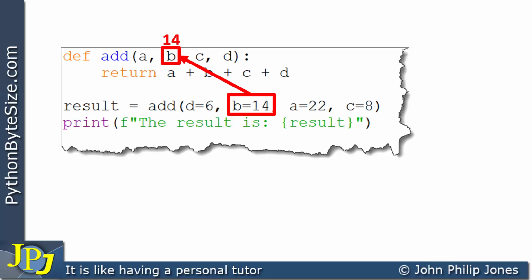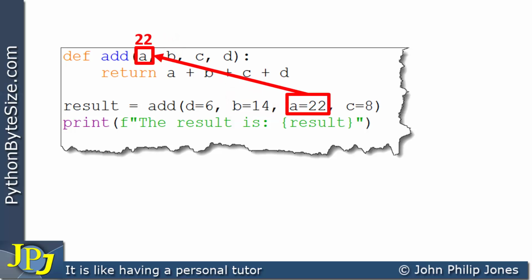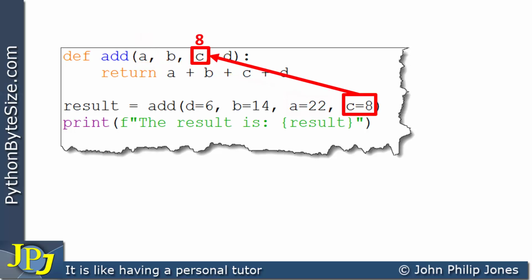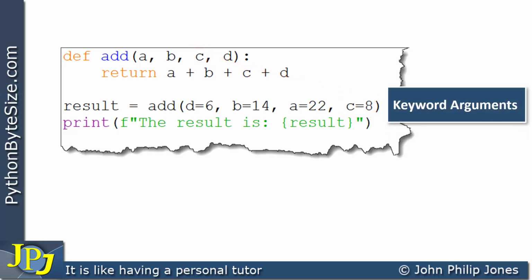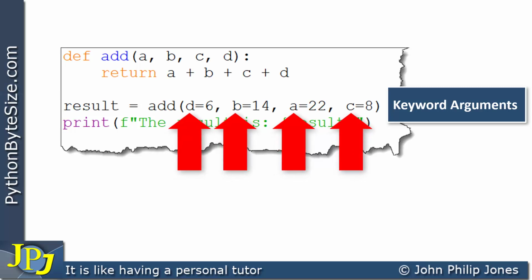If we move on to the A is assigned 22, the argument with the keyword A equals 22 is passed to the parameter A. Finally, we can see for the last one that the argument C equals 8 results in the parameter C receiving 8. Now, this mechanism is referred to as keyword arguments. And you'll note that the position of the arguments did not matter. It was all based upon these keywords.